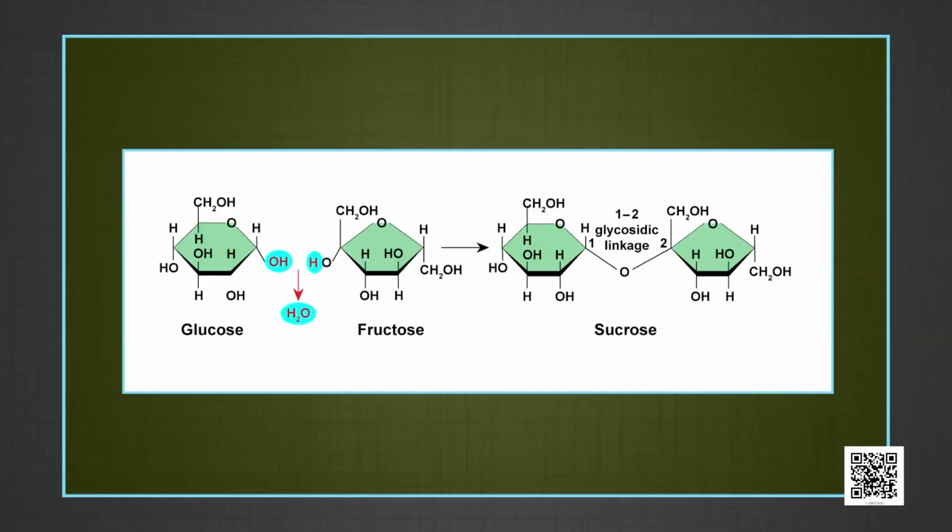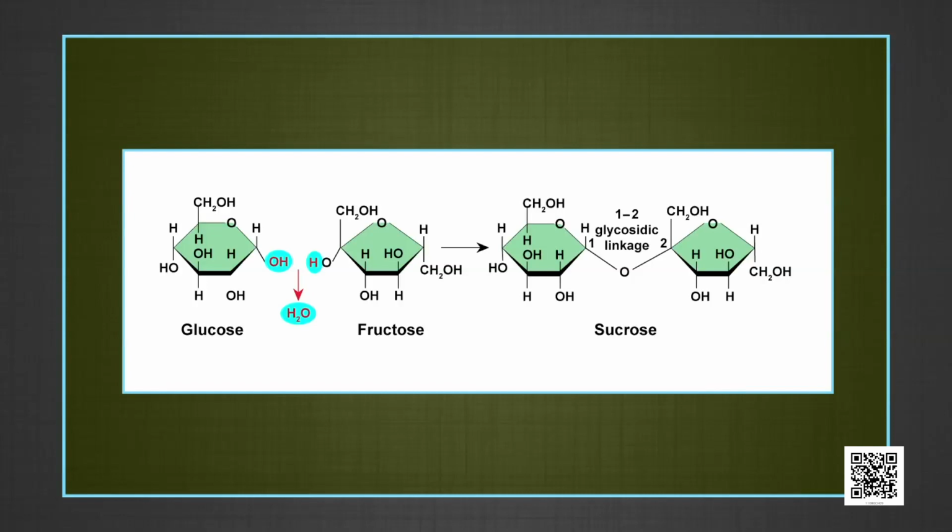Again, by the removal of water. How will the water be removed? The water will be removed from the OH at the first position of glucose and an H from fructose. Then this will form a water molecule and the bond formed is glycosidic. This bond is a 1,2 linkage. Why a 1,2 linkage? Because carbon number 1 is from glucose and carbon number 2 is from fructose. The bond formed between both is a 1,2 glycosidic linkage. But in the case of lactose it was a 1,4 linkage.